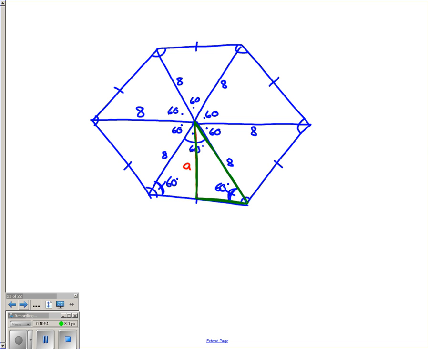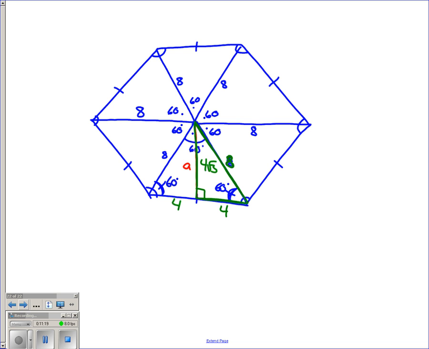Because it's a 30, 60, 90, if we know that this radius is 8, and that's what we said it was, the length of this short leg of the right triangle is 4. Now again, we've bisected this side, so that's 4 and 4 on either side. But how do you get the apothem? You multiply the short leg times the square root of 3, so that's 4 root 3.